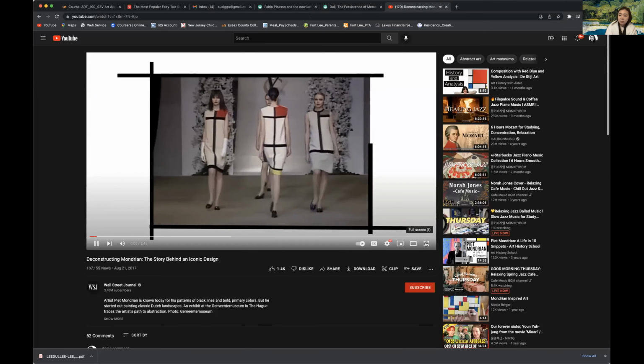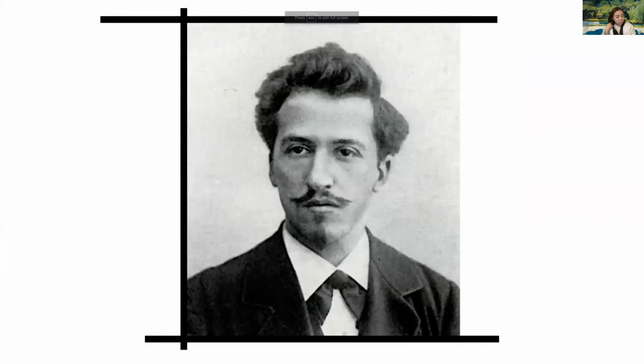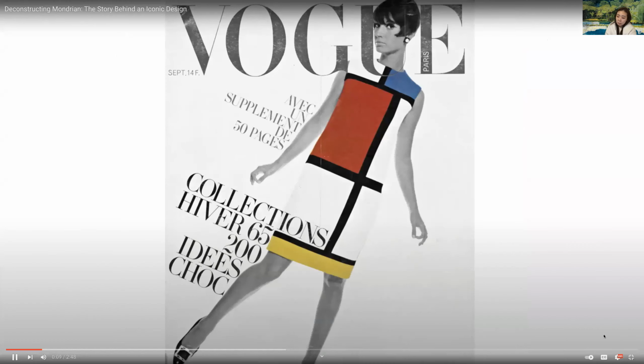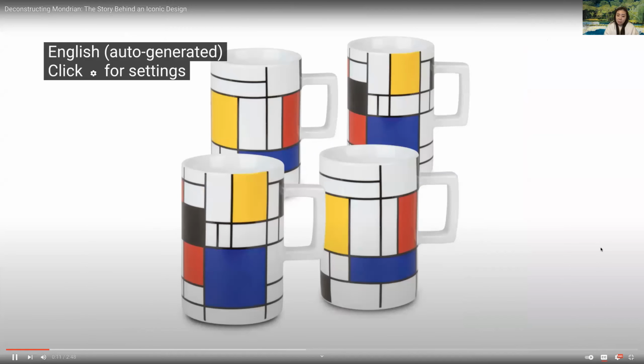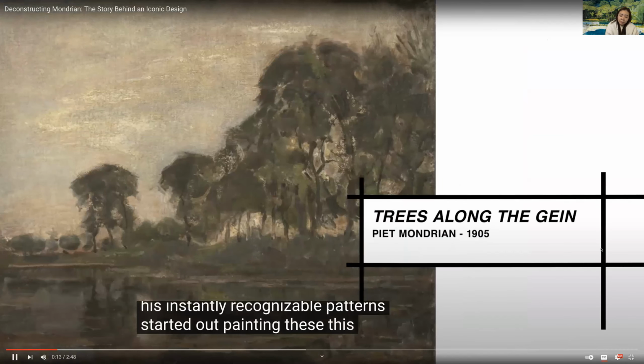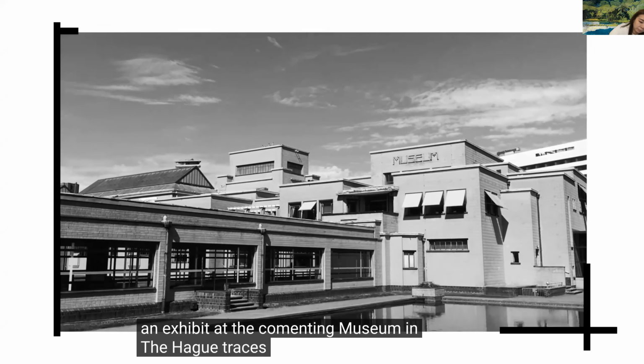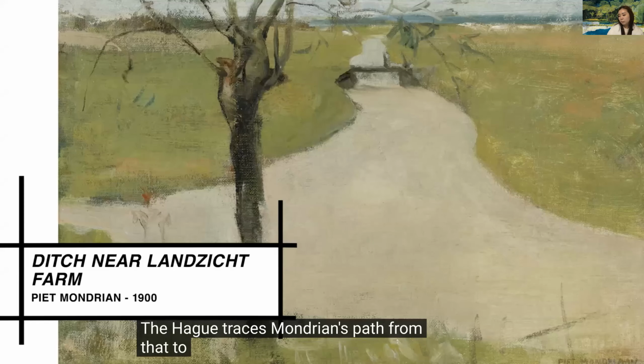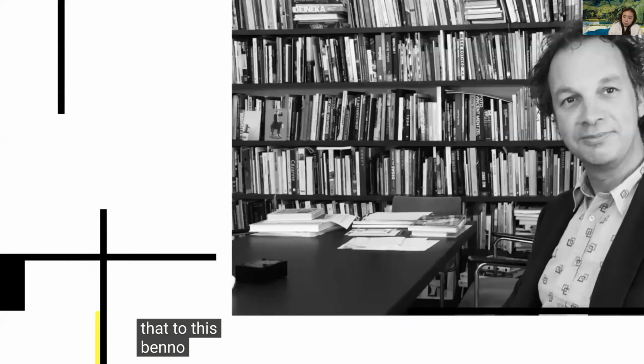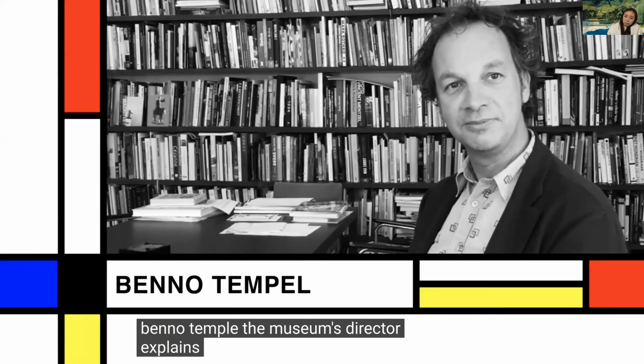These bold colors and grids are the hallmark of artist Piet Mondrian. But the same artist, still known today for his instantly recognizable patterns, started out painting these. This summer, an exhibit at the Gemeente Museum in The Hague traces Mondrian's path from that to this. Benno Tempel, the museum's director, explains.